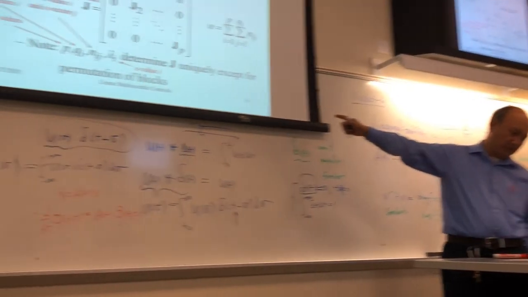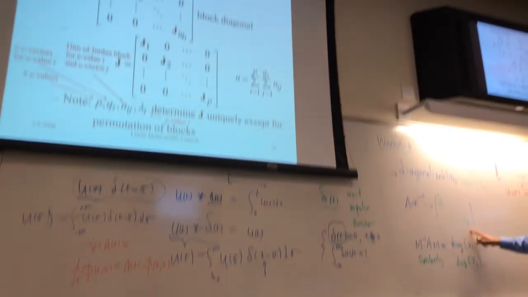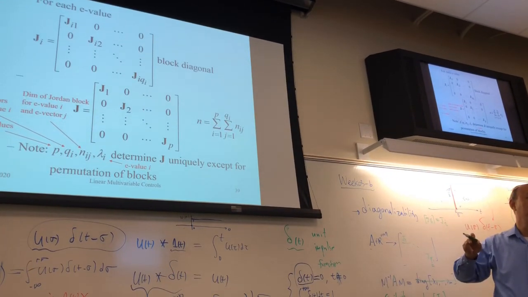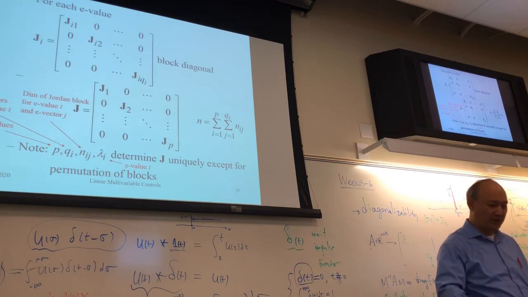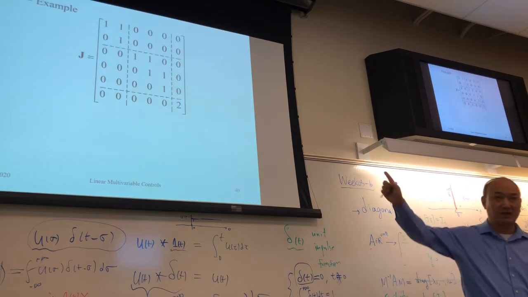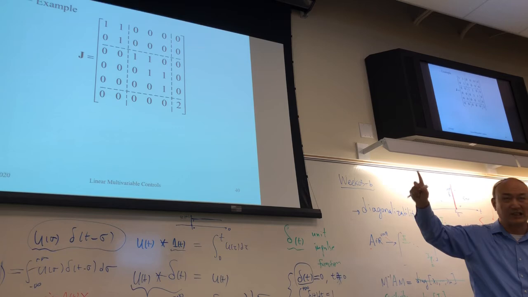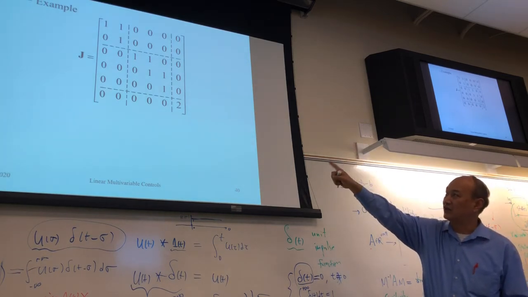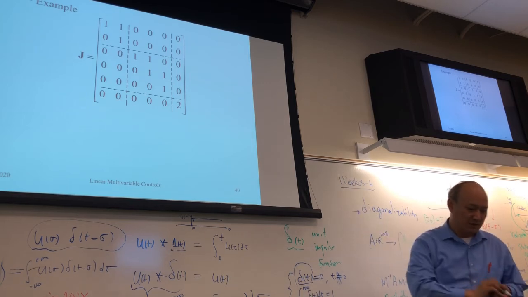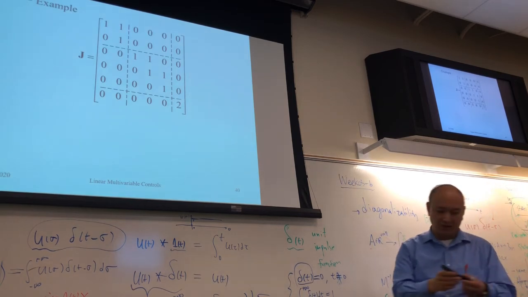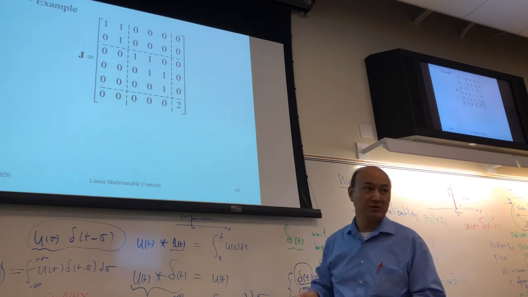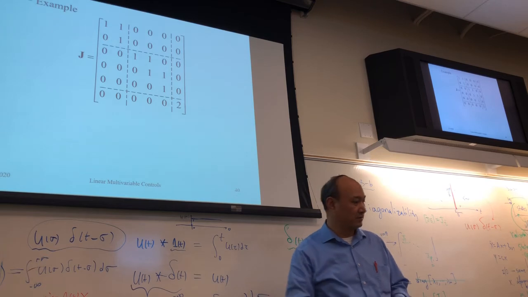Okay? J1 until Jp. P is the number of distinct eigenvalues. Like in our case, P is 2. We have two distinct eigenvalues. So J1 is that one, J2 is this one. The whole thing here is called J1. This is J1, this is J2. Block diagonal. Okay?